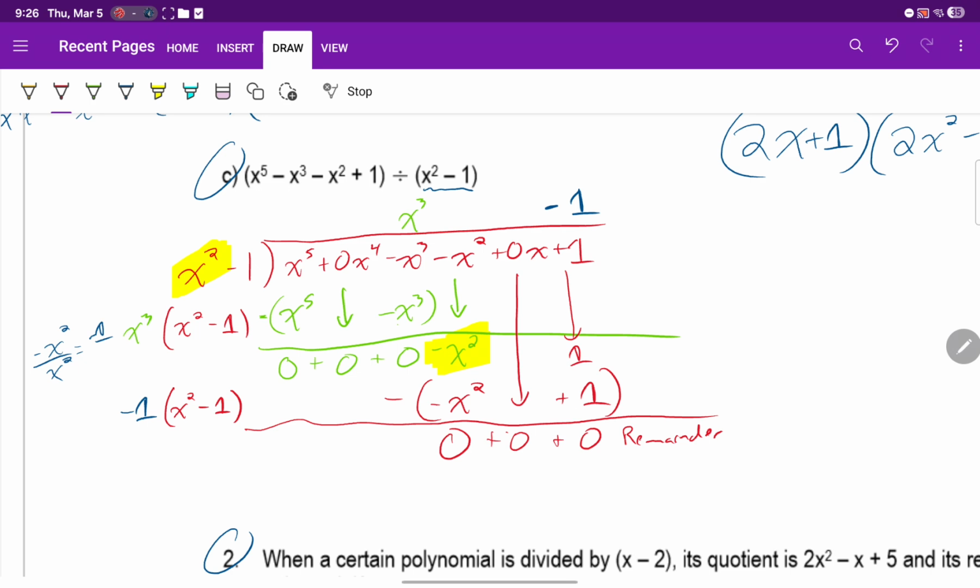So, what is my factor? What is my division statement? It's x to the 5 minus x cubed minus x squared plus 1 is equal to, I divided by x squared minus 1, and I got a result of x cubed minus 1. You could try to FOIL that, and that would work out pretty well. Okay?